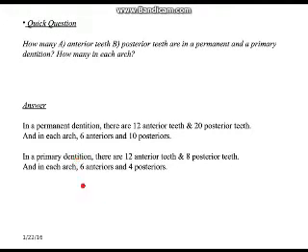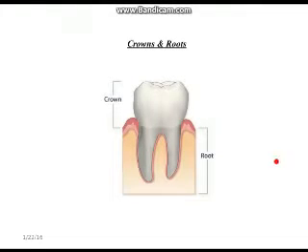There you go. In a primary dentition, we have 20 teeth. So if you divide them up, there are 12 anterior teeth and 8 posterior teeth. Remember, they don't have premolars and they don't have the third molars, just first and second molars. And in each arch, it's going to be 6 anteriors and 4 posteriors. Easy, right? Alright, so let's move on to the lesson today.